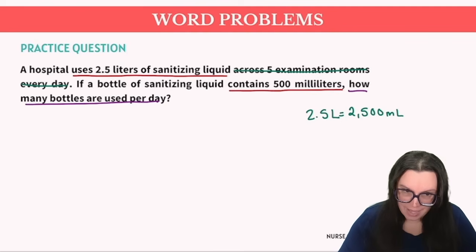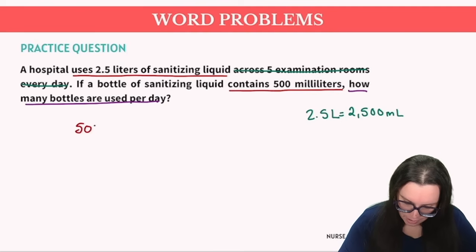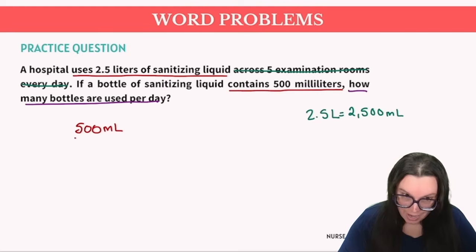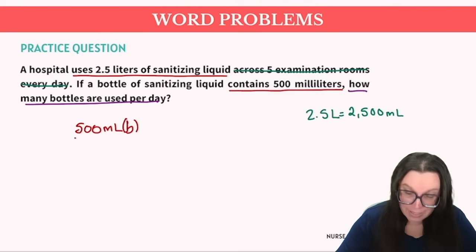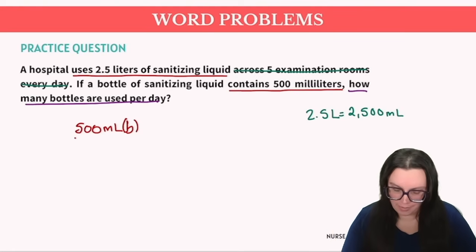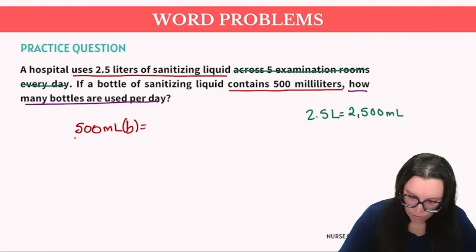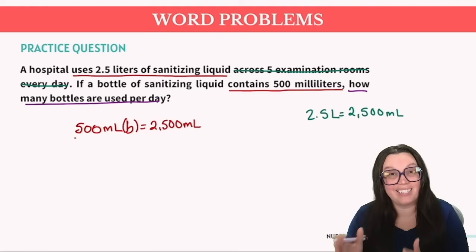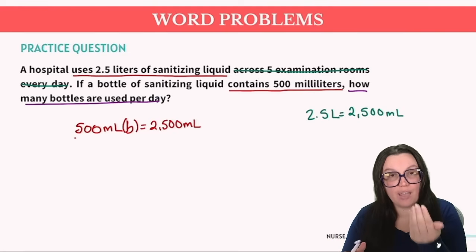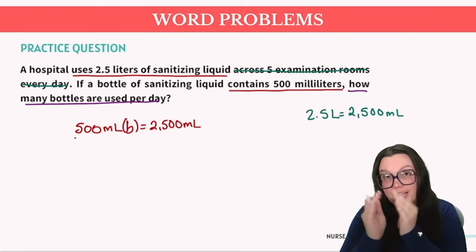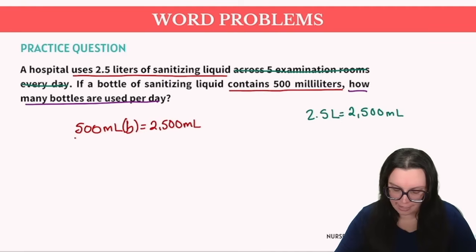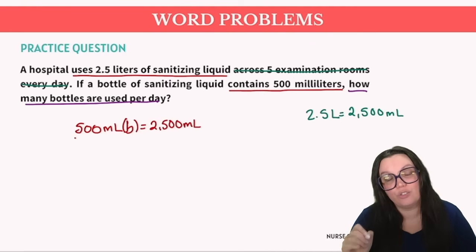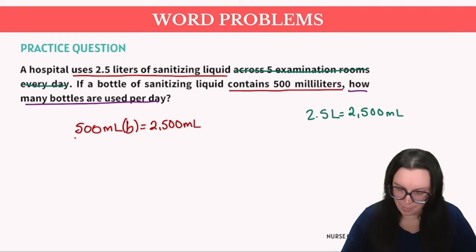So we know that we have 500 milliliters, and that is going to be multiplied by B because we need to know how many bottles we need, right? And that is going to be equal to 2,500 milliliters. This is our equation. We have 500 milliliters per bottle. That's represented by the B that we added into our equation, and it's going to be equal to 2,500 milliliters.